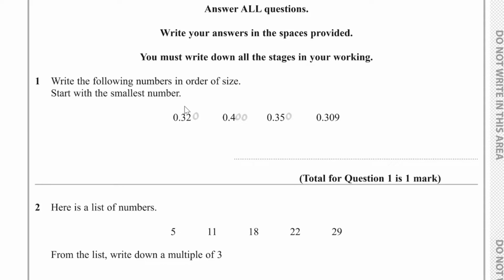If we ignore everything before the decimal point, we can think of these as temperatures. The smallest temperature is 0.309, followed by the 0.32. Now we don't need to add this extra 0, that was just a placeholder. We follow this by the 0.35, followed by the 0.4. So this is the numbers written in order of size.